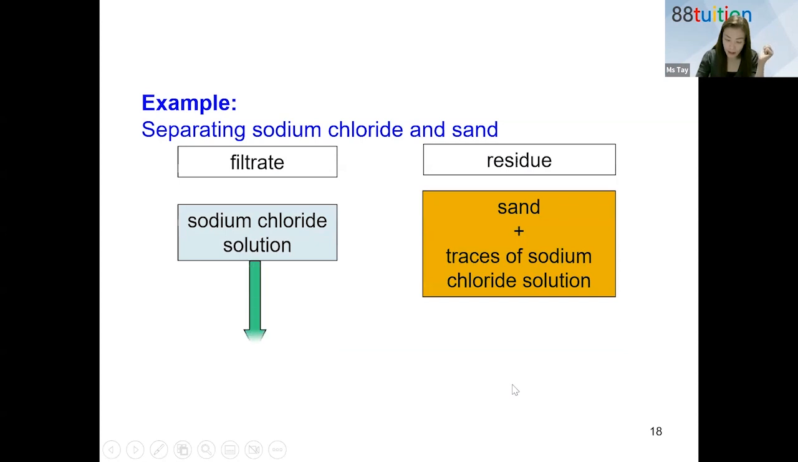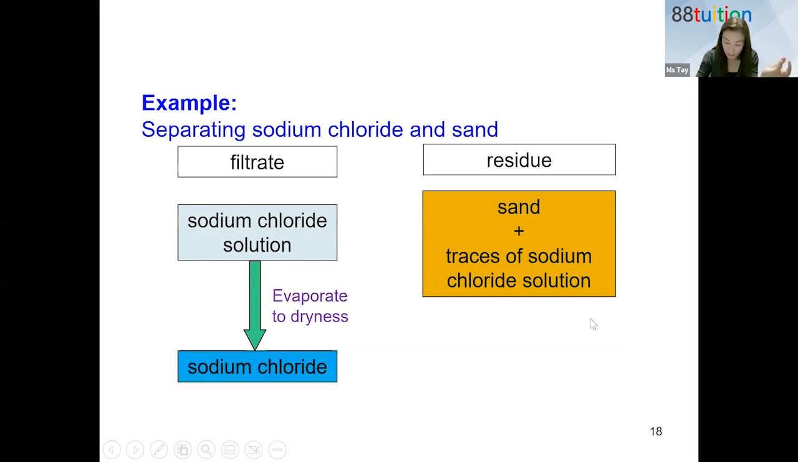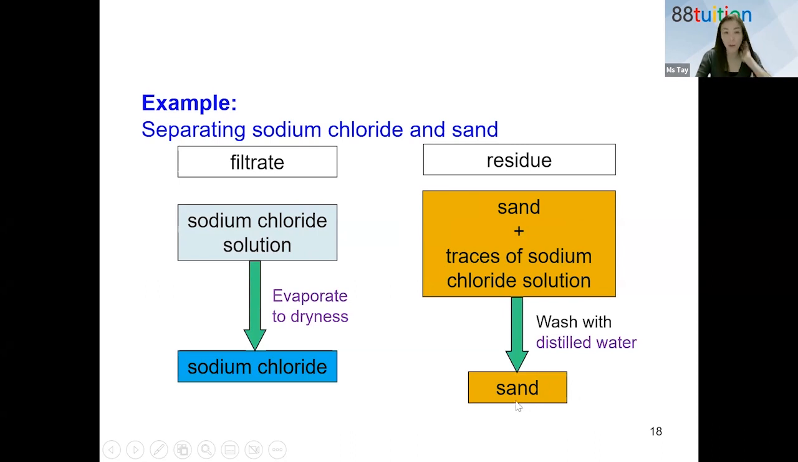So what's the next step? For sodium chloride solution, to get back your salt, you heat it all the way until it's dry. Whereas for the other one, you just have to rinse with a little bit of distilled water and you get your clean sand.